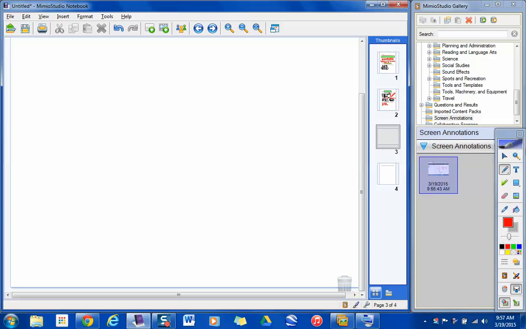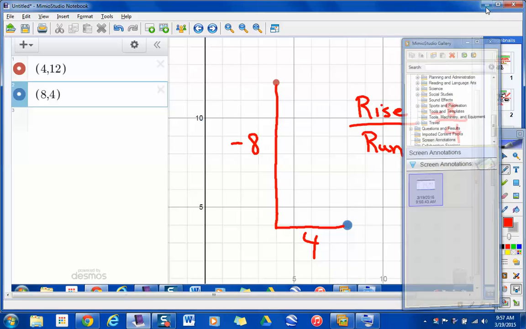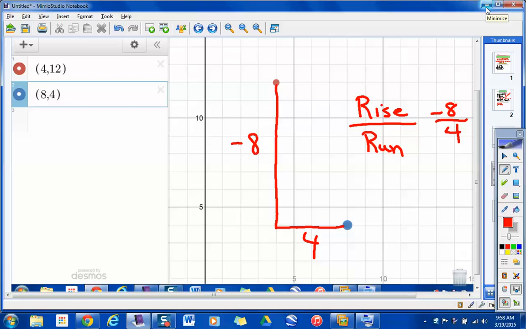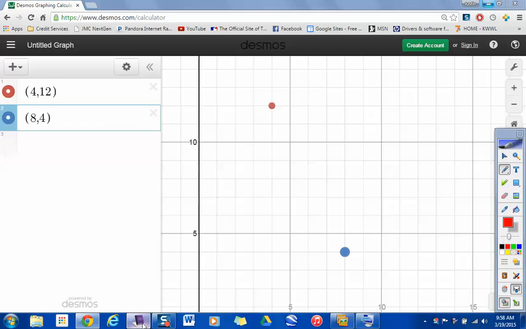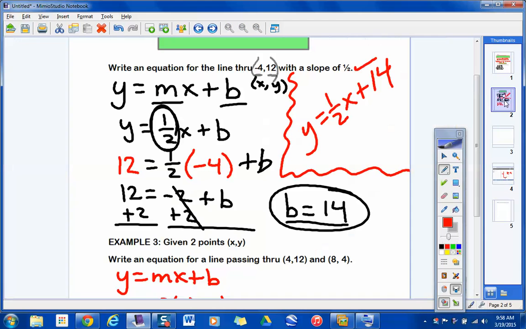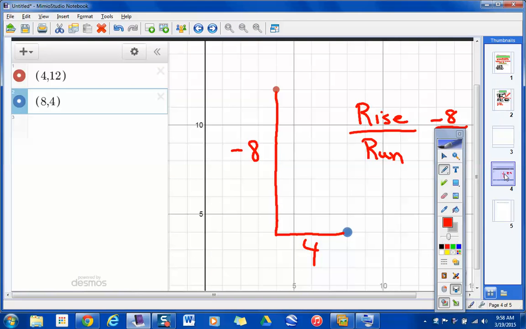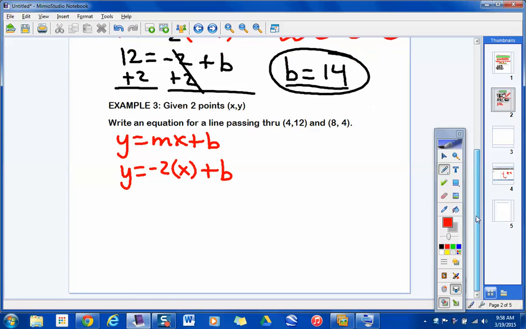This came from, remember our points that we plotted right here, Bree? So we said down 8 over 4, and the rise over run, -8 divided by 4, was what value? -2. Understand that? Okay. So I know the slope is -2, right? So I put this in for which variable? The slope.